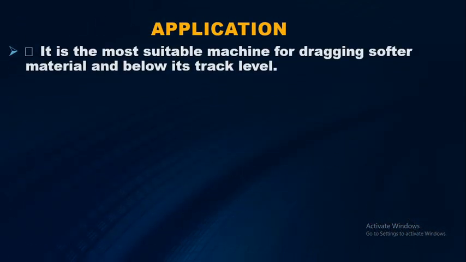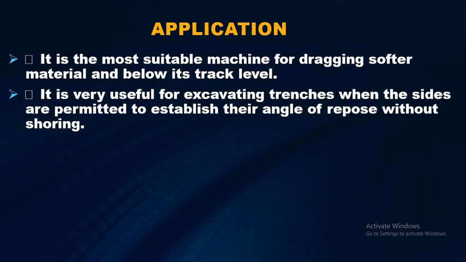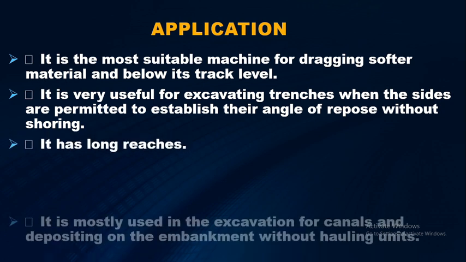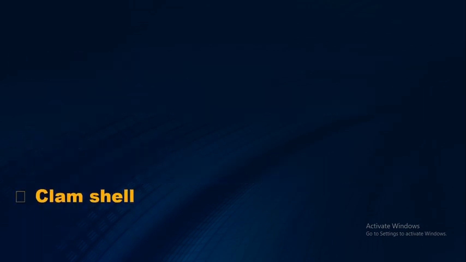Dragline. Application: it is the most suitable machine for digging softer material below its track level. It is very useful for excavating trenches when the sides are permitted to establish their angle of repose without shoring. It has a long reach. It is mostly used in the excavation for canals and depositing on the embankment without hauling units.